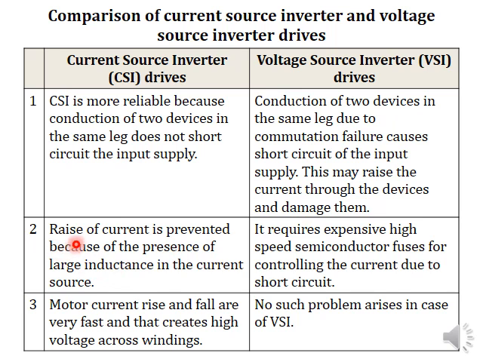Next point is that sudden increase in current is prevented because of the presence of large inductance. But if we have to prevent increase in current in VSI, we have to provide high speed semiconductor fuses, which are very expensive. And third point is motor current rise and fall are very fast, as we have already seen in the current profile, and that creates high voltage spikes across the windings. But in the case of VSI, no such problems will arise.